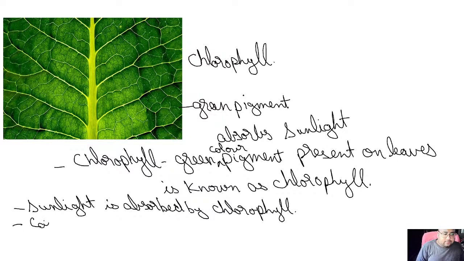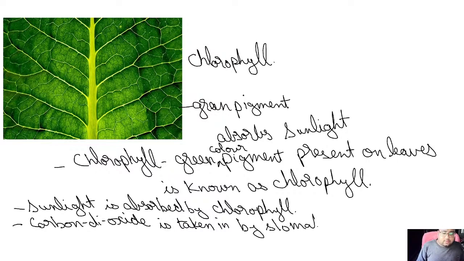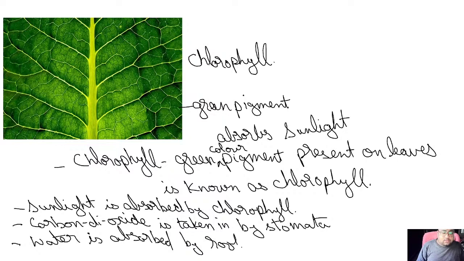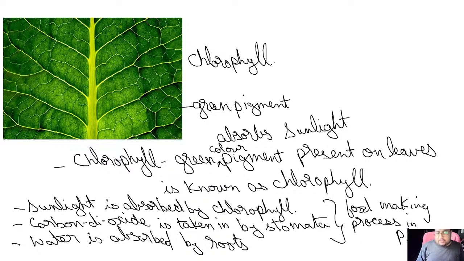Chlorophyll and carbon dioxide is taken in by stomata, and water is absorbed by roots. This is how the food making process works. Understood so far, students, how the food making process in plants works? Plants are not dependent like humans and animals. They prepare their own food with these resources present in nature.